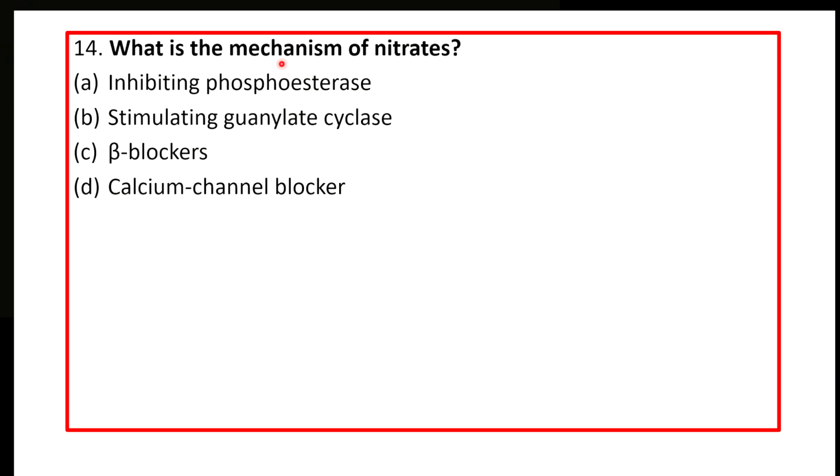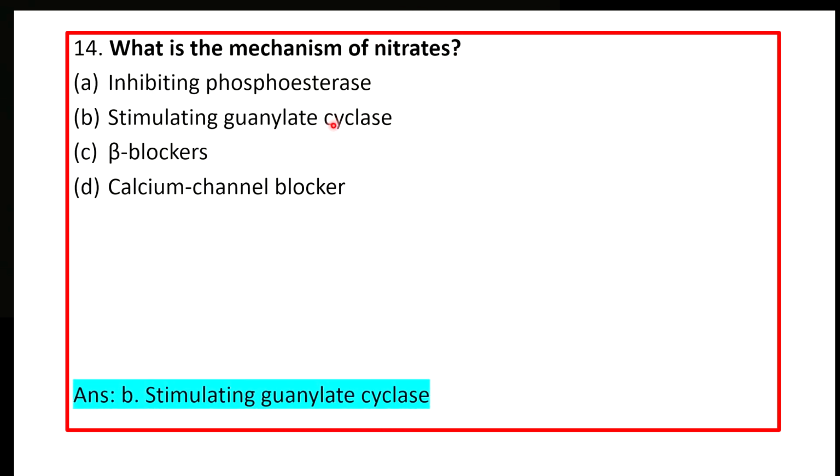The next question, what is the mechanism of nitrate? There are four options. Inhibiting phosphodiesterase. Second is stimulating guanylate cyclase. Third is beta blocker and calcium channel blocker. Yes, so mechanism of nitrate, obviously you should know the answer, that is B, stimulating guanylate cyclase.